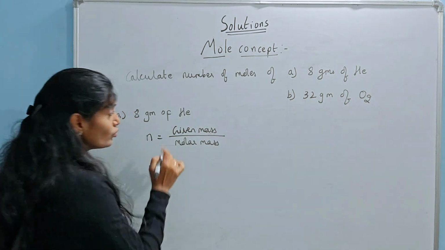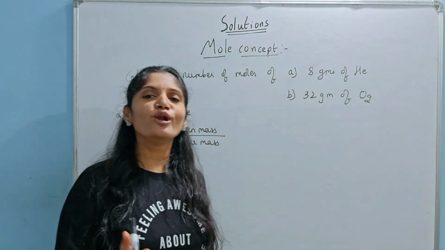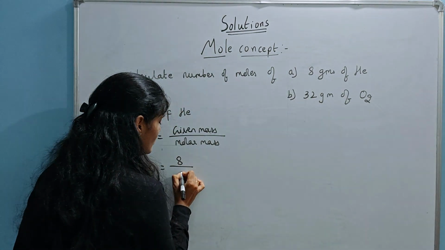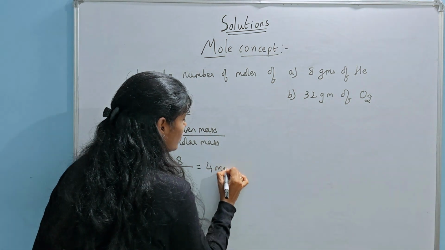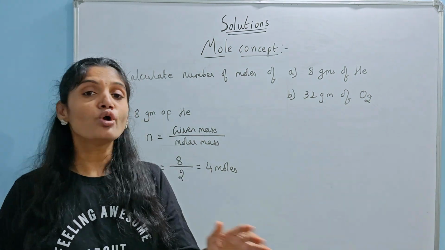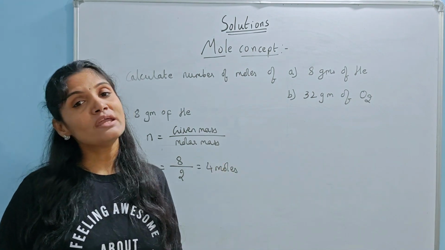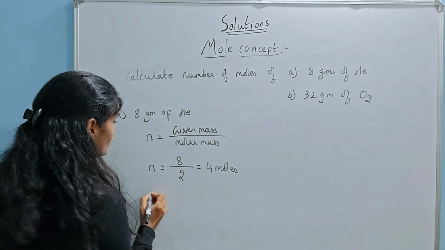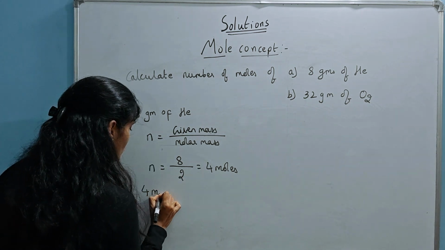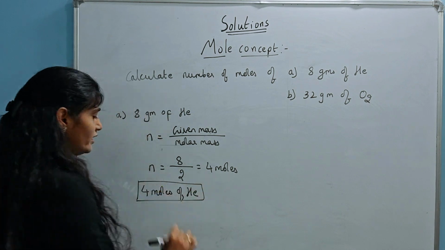What is the given mass of helium in the question? 8 grams, divided by the molar mass of helium. I already told you that you should be knowing the molar masses of the first 30 elements in the periodic table. So the molar mass of helium is 2. So how many moles? 4 moles. If I want to talk about 8 grams of helium in terms of moles, it is 4 moles. So what should be your answer? Calculate the number of moles. Your answer should be 4 moles of helium.